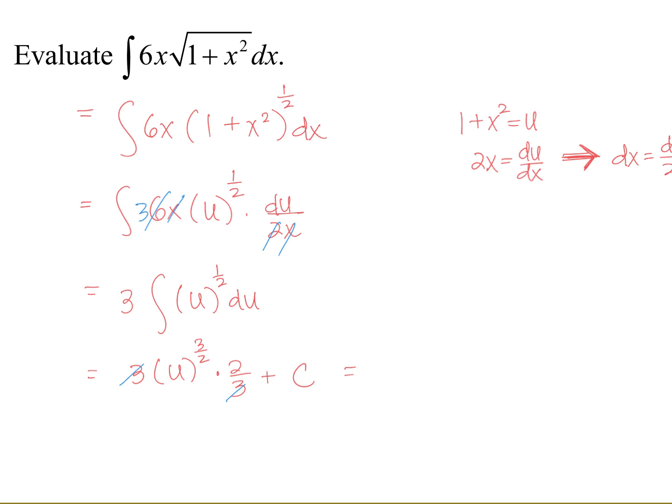So my final answer is going to have a coefficient of 2. And then my u is going to be 1 plus x squared, put back with the new power of 3 over 2, plus the generic constant of integration.